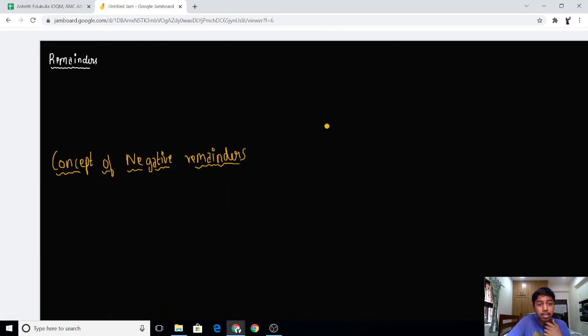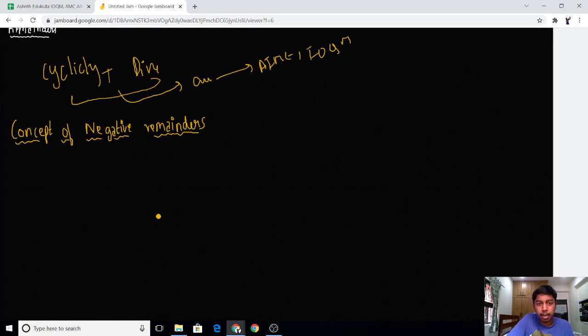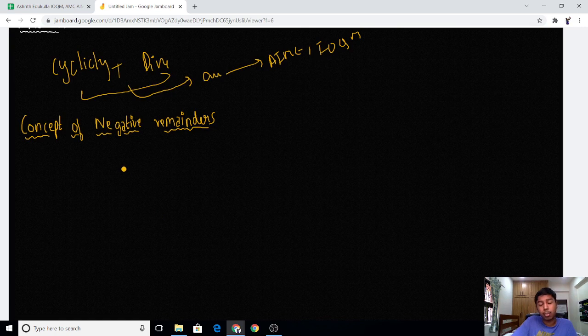So remainders. In remainders, you have to use cyclicity plus divisibility. These two will give us awesome questions for all these Olympiads like AIME and IOQM, China Math Olympiad, all those exams, and the concept of negative remainders. So I'm going to explain this now. So what exactly is a negative remainder?